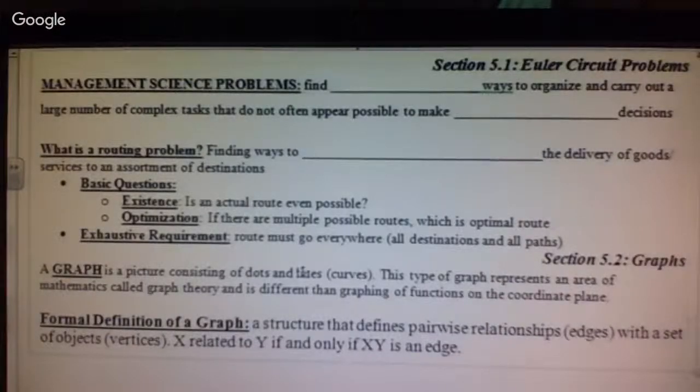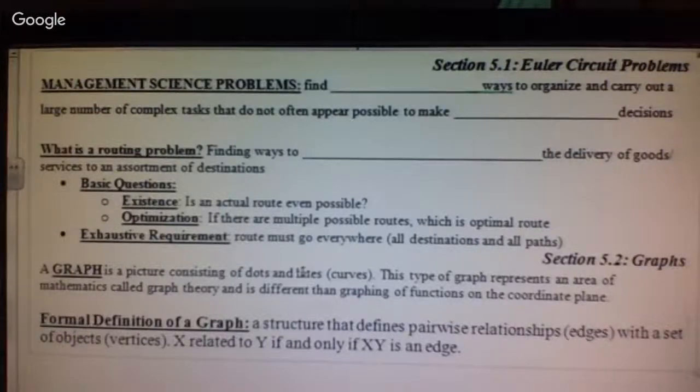All right. Today we're going to start into chapter 5. This should take us about a week. It should not take us any longer than a week to get through. Okay. Chapter 5 is on Euler's circuit problems.